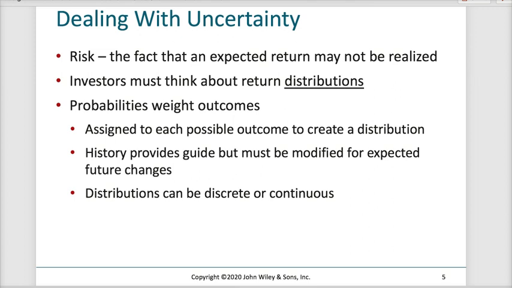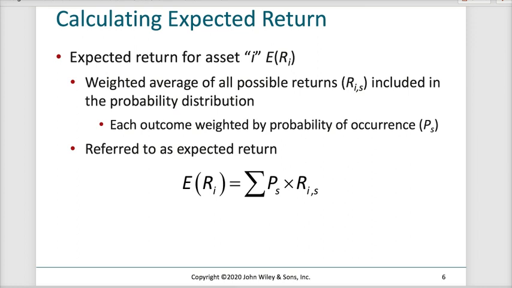So we could use probabilities. If we think of return as a distribution and we can incorporate probability weighted outcomes, then we can assign each possible outcome to create a distribution of possibilities. This would be a guide to look at expected future returns and the likelihood of them occurring. And the distributions can be discrete or continuous.